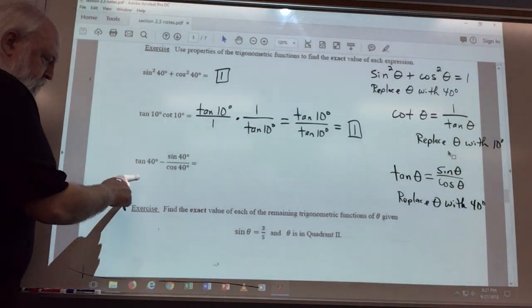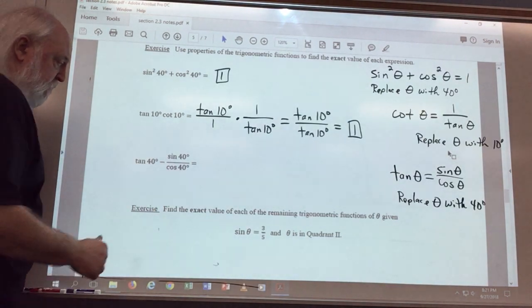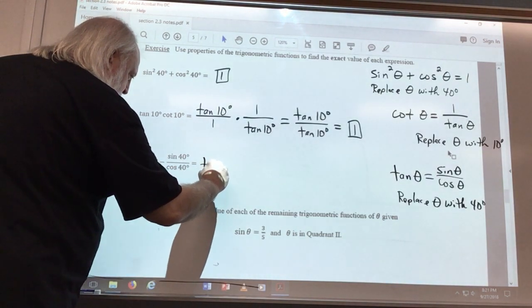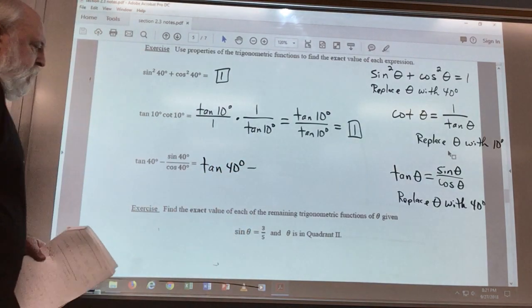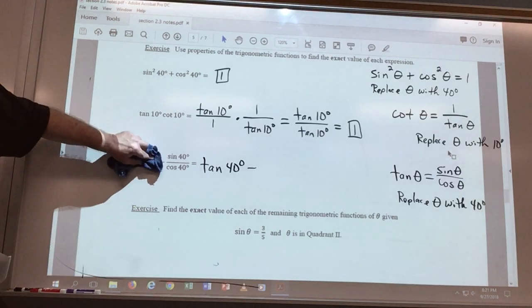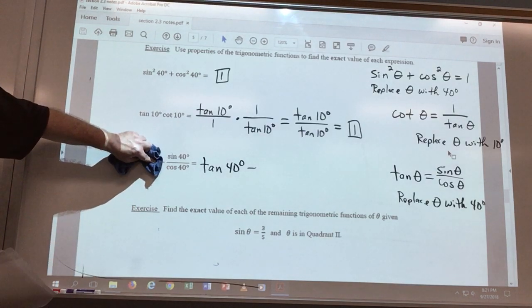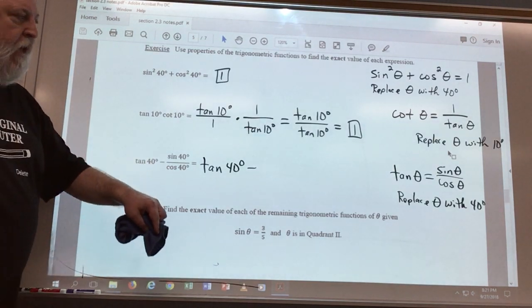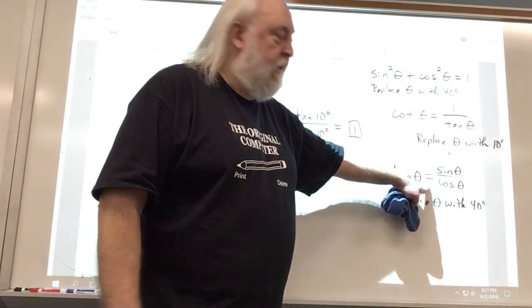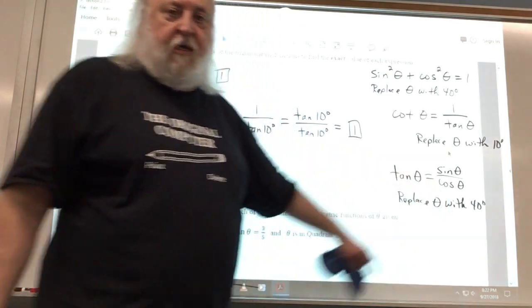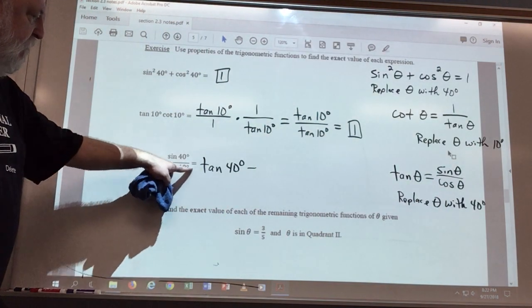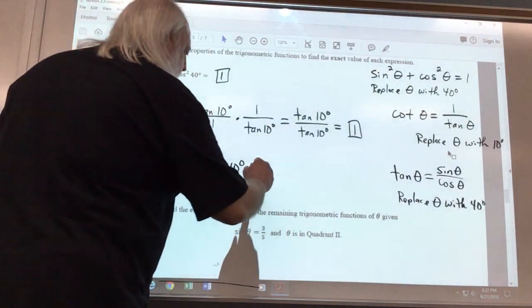So over here, right, I have a difference of 2 terms. I'm going to keep the first term, tangent 40 degrees. But the second term, sine 40 degrees over cosine 40 degrees, is the same as the tangent of 40 degrees, right? Tangent 40 degrees is equal to sine 40 degrees over cosine 40 degrees. So this fraction here is just equal to tangent 40 degrees.